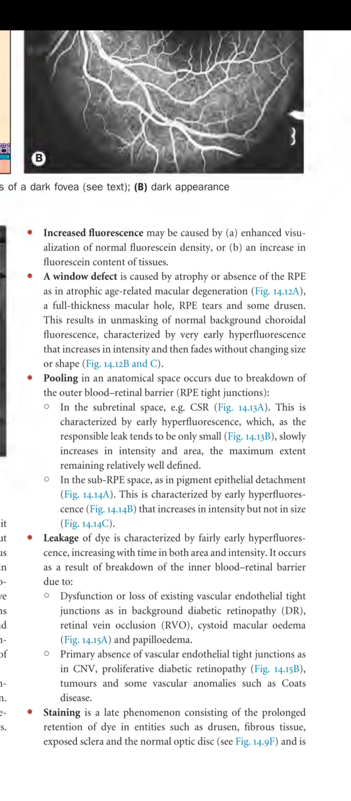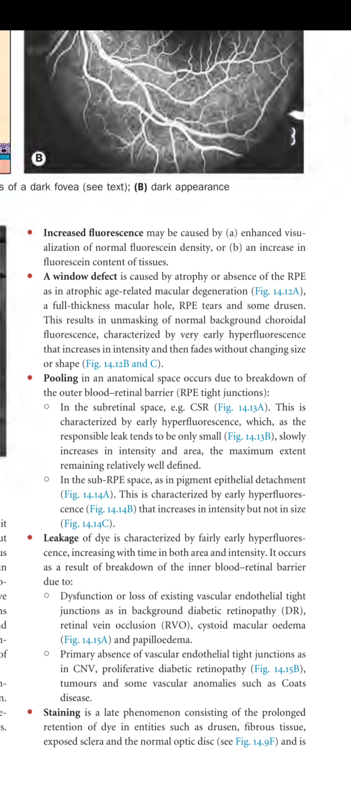Window defect is caused by atrophy or absence of RPE, as in atrophic age-related macular degeneration, a full-thickness macular hole, RPE tears, and some drusen. This results in unmasking of the normal background choroidal fluorescence, characterized by a very early hyperfluorescence that increases in intensity and then fades without changing size or shape.